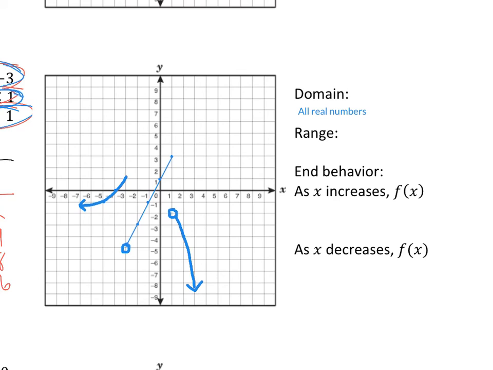My range, well, it does have a maximum y value. The maximum y value is 3. This piece is decreasing, and so is this piece. So this is the highest it will ever be. So I have y values less than or equal to 3. And our end behavior, as x increases, f of x decreases. And as x decreases, f of x also decreases.